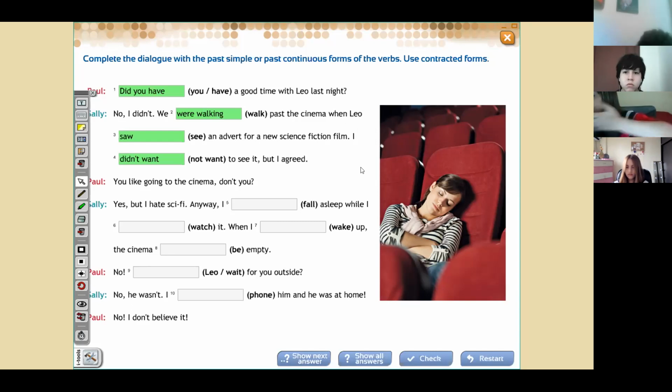Yes, but I hate sci-fi. Anyway, comma. Mr. Rellano, ideas? Fell is telling us. Yes, could be fell. Let me see. False. No, Mr. Rellano, it's not false, because we're talking and the instruction says very clearly you have to use past simple or past continuous. So it's absolutely not false.